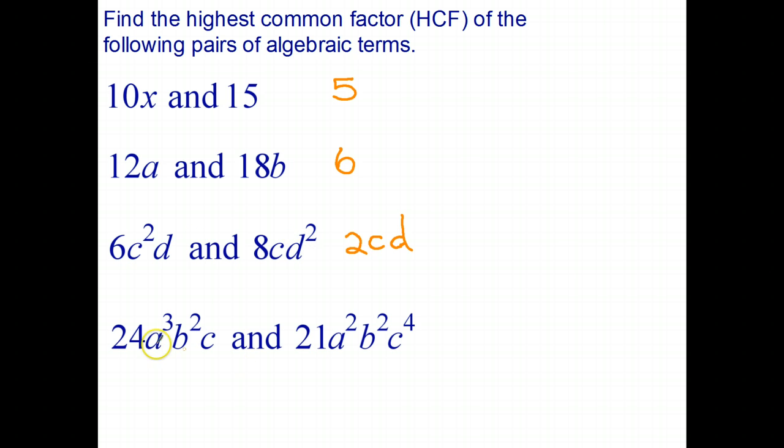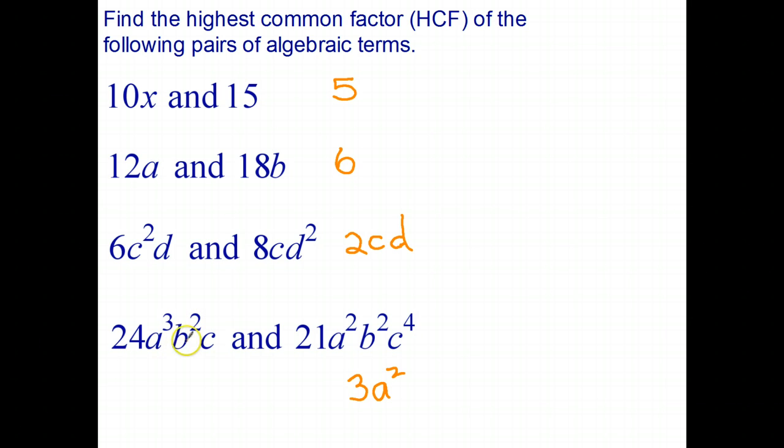Okay, looking at the last one, starting with the numbers, I think I'll start to do these a bit faster now. I think you probably have the hang of how to do it. 24 and 21, the highest common factor of those two numbers is 3. Okay, looking at the factors of a, I've got 3 factors of a there, a times a times a. 2 factors of a there, a times a. So that contains 2 factors of a, plus an additional factor. That contains 2 factors of a. So therefore, a squared is the common factor.